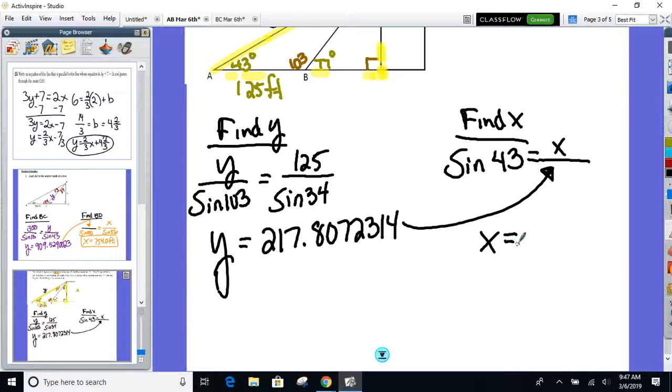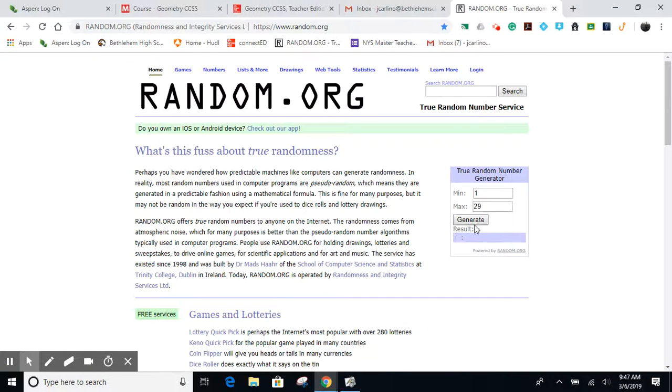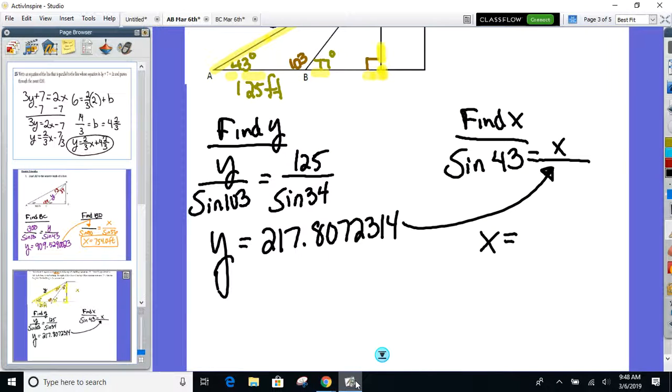What are we going on this one? Nearest foot. When you're ready. 7. Great job. 1. When you're ready, Maddie. 149 feet. Great job.